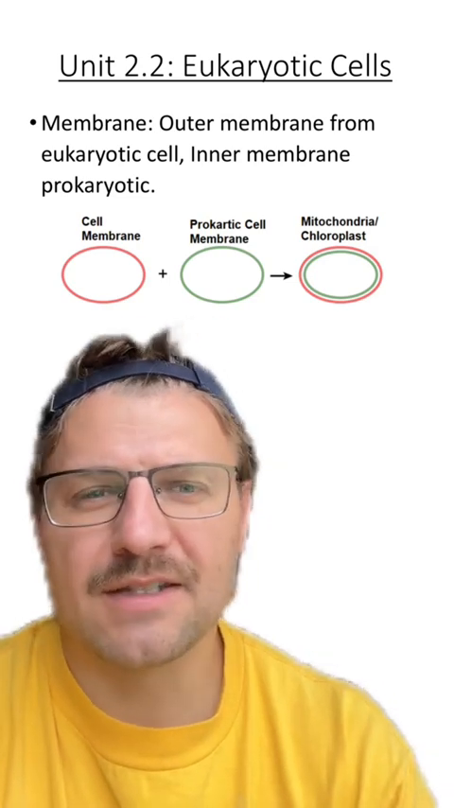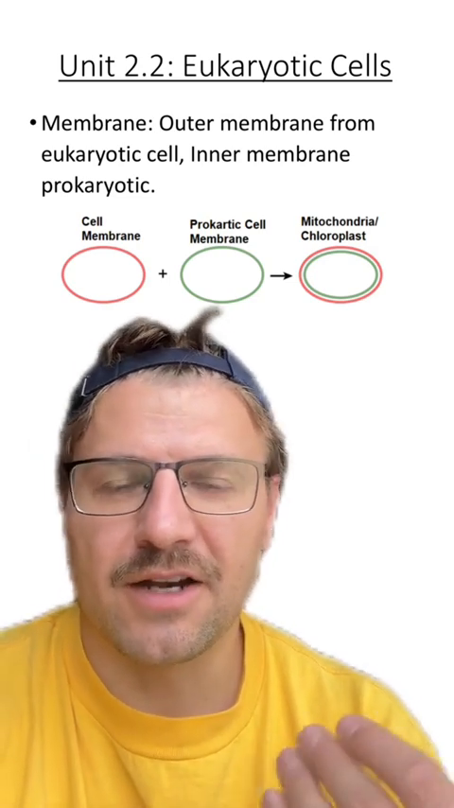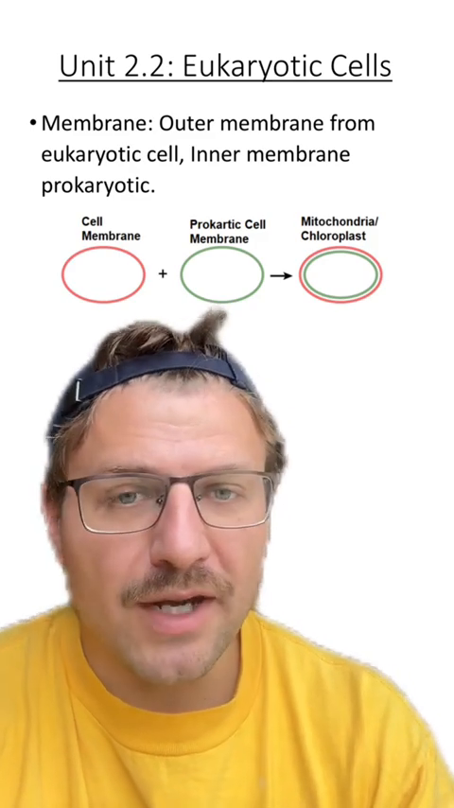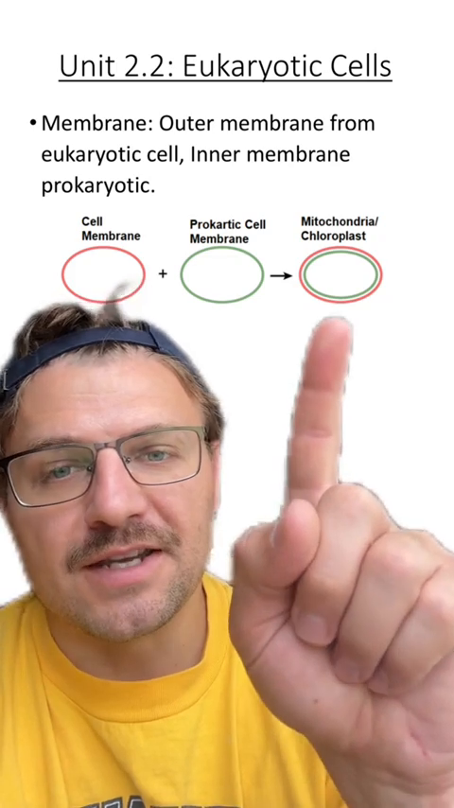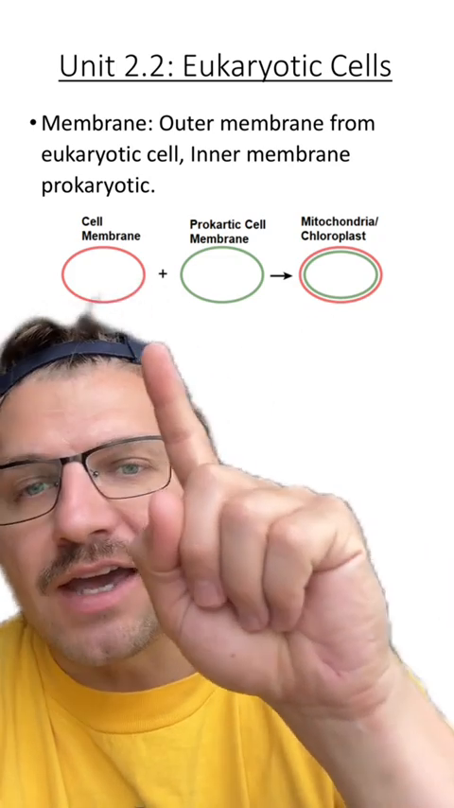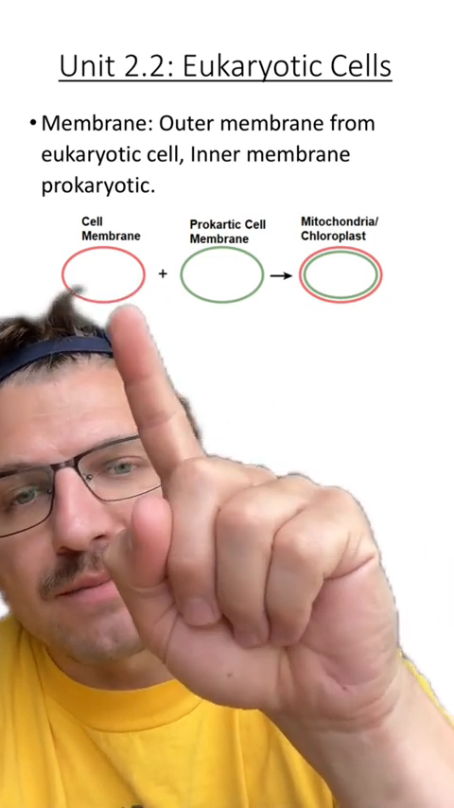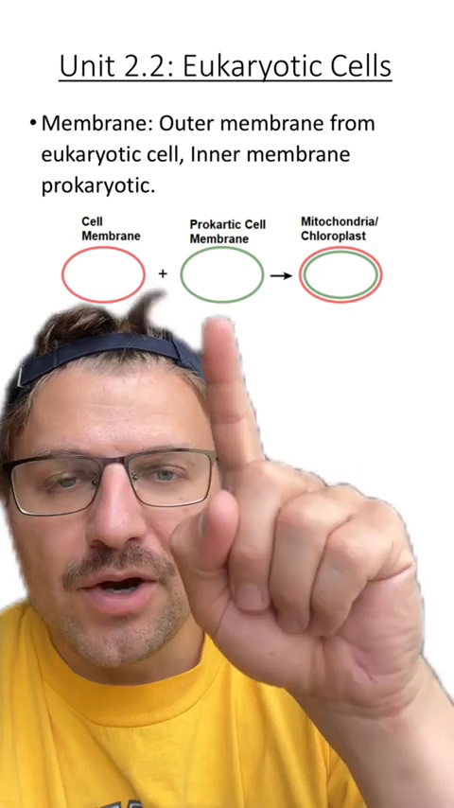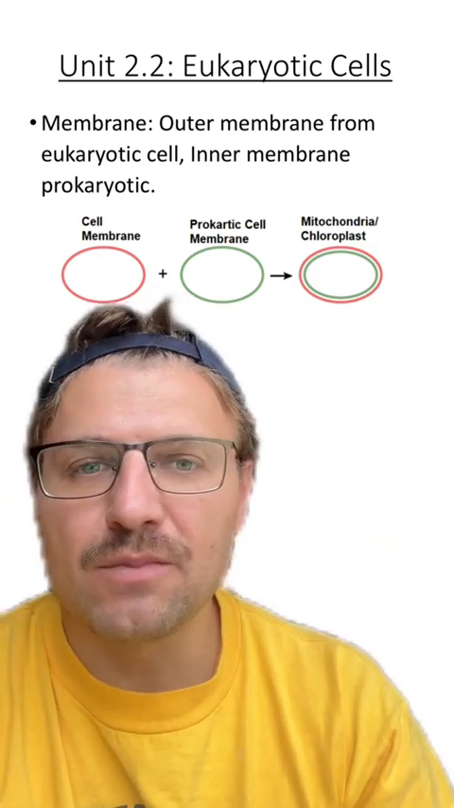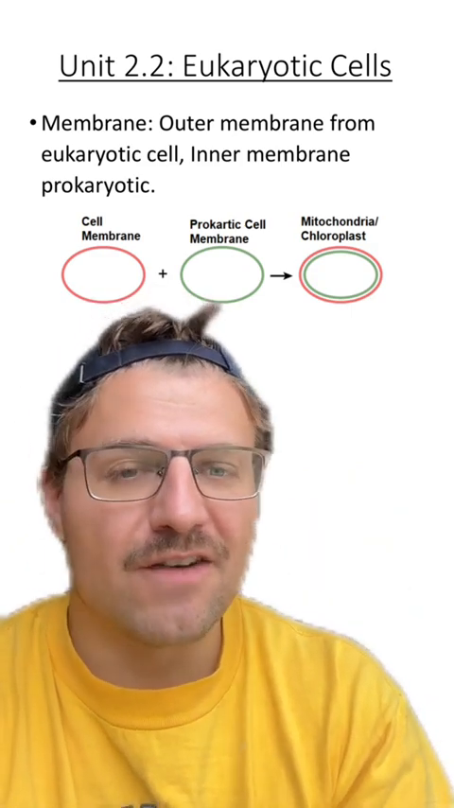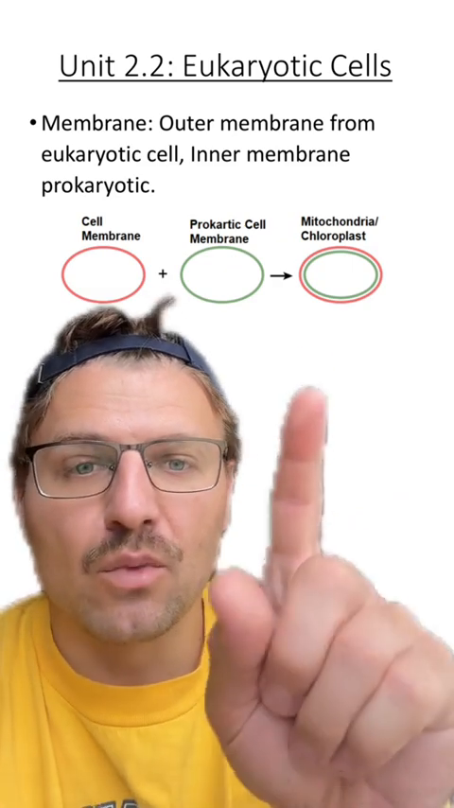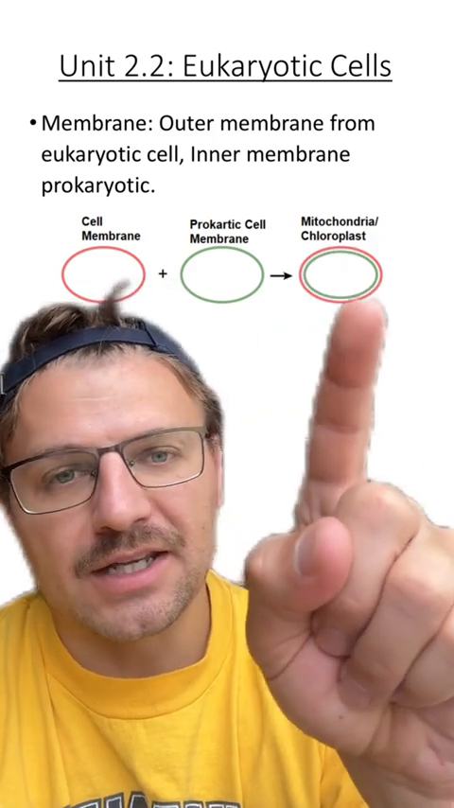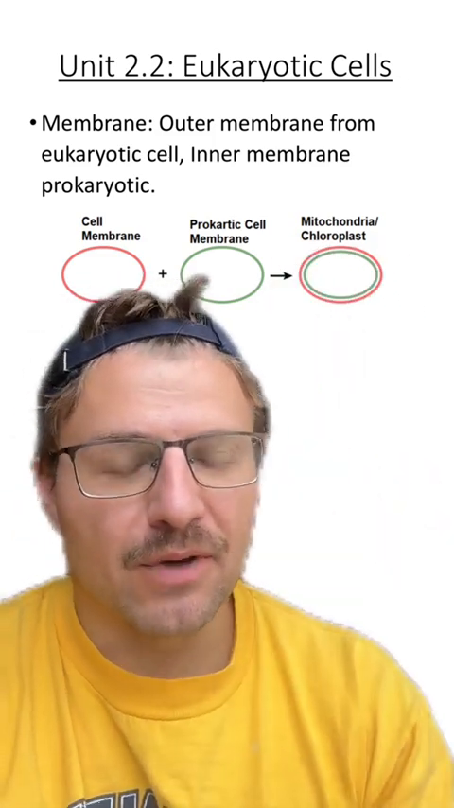One of the best pieces of evidence for the endosymbiotic theory is the membranes that we find in mitochondria. There are two membranes. The outermost membrane, you can see here in red, resembles that of a eukaryotic cell's membrane. The inner membrane, seen here in green, resembles that of a prokaryotic cell's membrane. And that should make sense to you because the eukaryotic cell that enveloped these billions of years ago would have wrapped its membrane and been the outermost membrane here when looking at these double membranes.